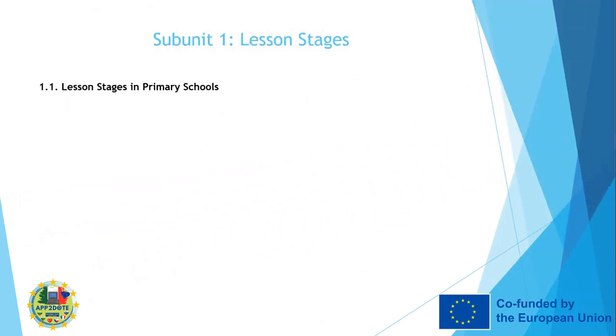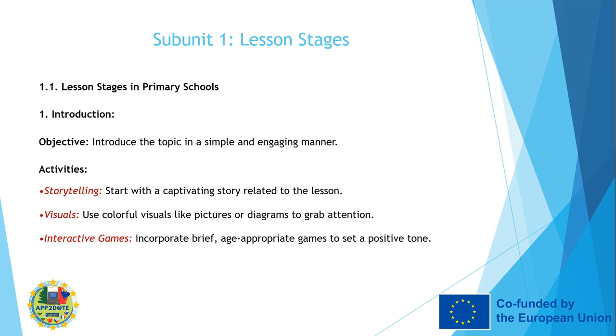Lesson stages in primary schools. Introduction. Objective: introduce the topic in a simple and engaging manner. Activities: storytelling, start with a captivating story related to the lesson. Visuals: use colorful visuals like pictures or diagrams to grab attention. Interactive games: incorporate brief, age-appropriate games to set a positive tone.